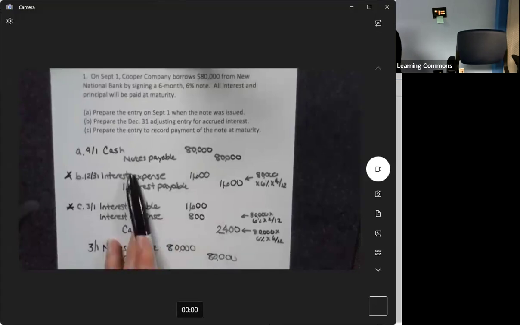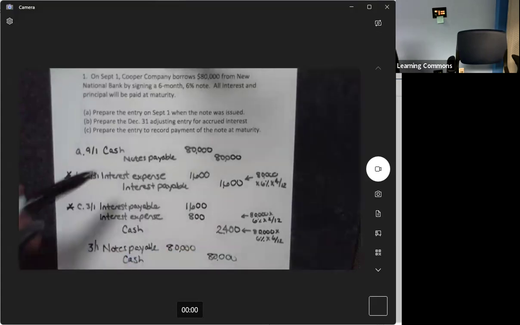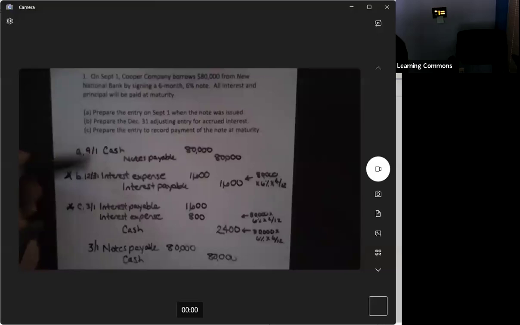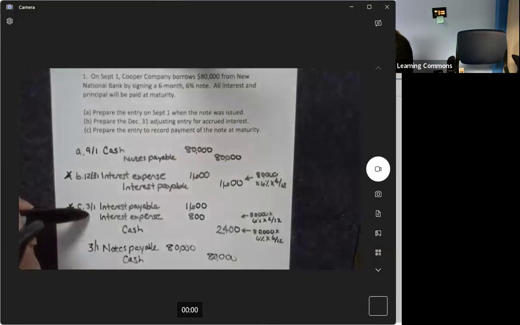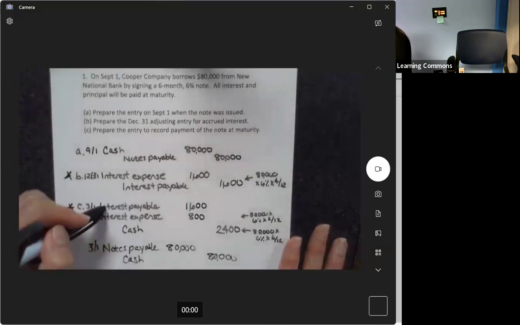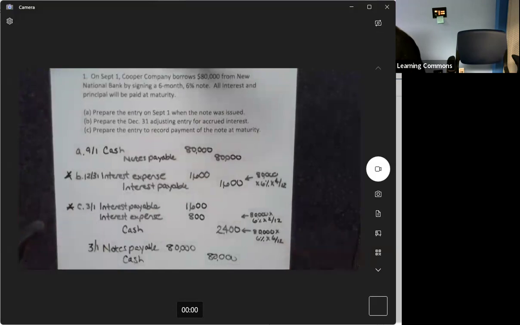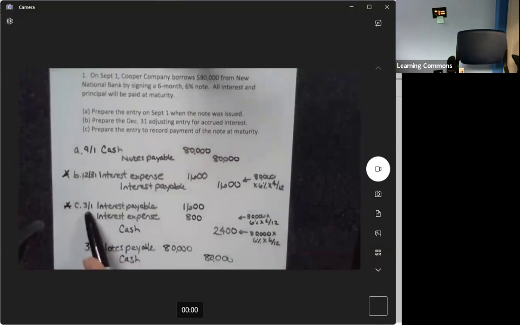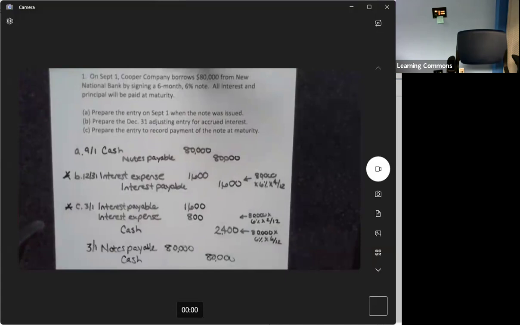So again, you want to make sure you can do the adjusting entry at the end of the year to accrue interest from when you loan the money through December 31st, as well as being able to do the entry to record the payment for the interest when the loan matures, where we're removing that payable and then recording any additional interest expense that's happened from December 31st through the maturity date of the loan.